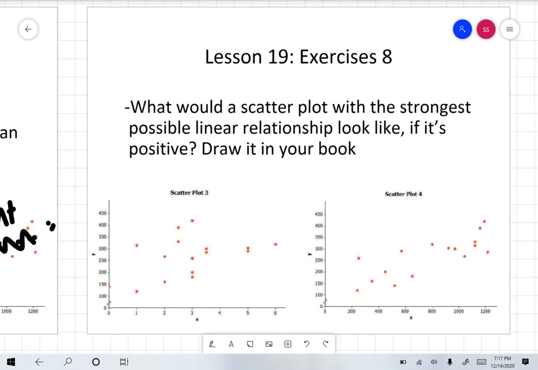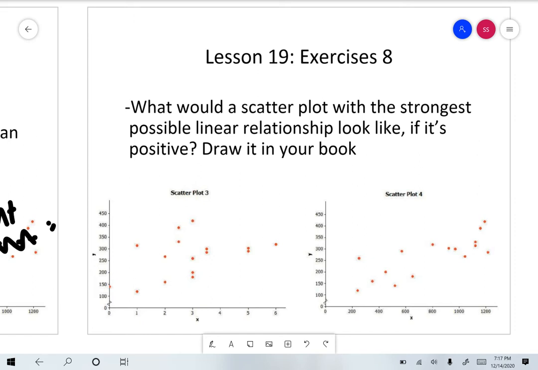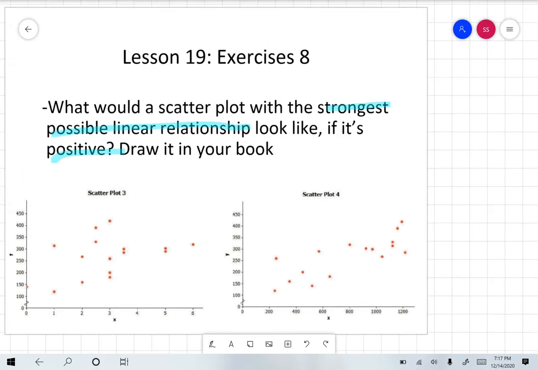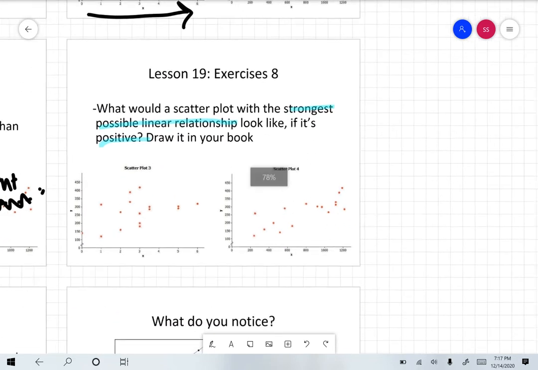Okay, let's take a look at exercise 8. What would a scatter plot with the strongest possible linear relationship look like if it's positive? So stop and think about this for a minute and maybe just sketch one out really quick. It doesn't have to be detailed with a lot of dots or anything, just a few dots is fine. Think about what that would look like and then come back. So what do you think it would look like? The scatter plot with the strongest linear relationship.